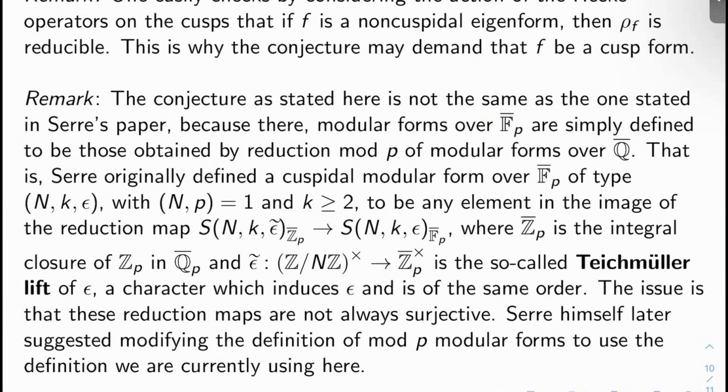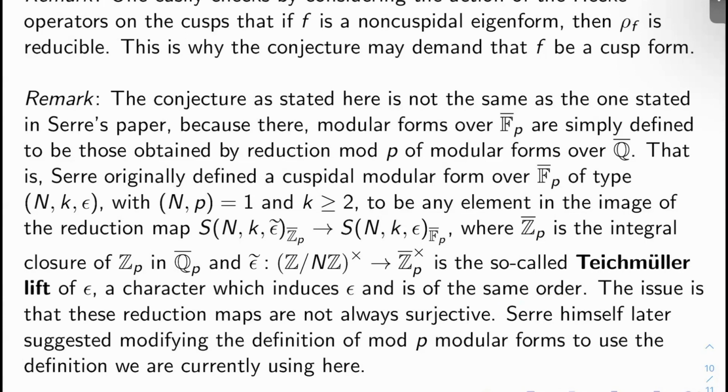That is, Serre originally defined a cuspidal modular form over F_p bar of type N, k, epsilon with N and p coprime and k at least 2 to be any element of the image of the reduction map from S of N, k, epsilon tilde over Z_p bar to S of N, k, epsilon over F_p bar, where Z_p bar is the integral closure of Z_p in Q_p bar. And what is epsilon tilde? It's the Teichmuller lift of epsilon. It's a character from Z mod NZ cross to Z_p bar cross. And it's just a character that induces epsilon when you reduce, and it has the same order. We won't get into Teichmuller characters here.